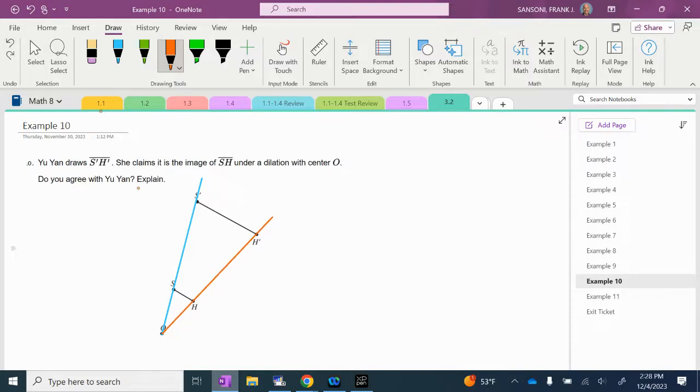Okay. So the first thing I want you to do is measure from O to S. What is it from O to S? 2.4. So from here to there's 2.4. Then I want you to measure from O to S prime.